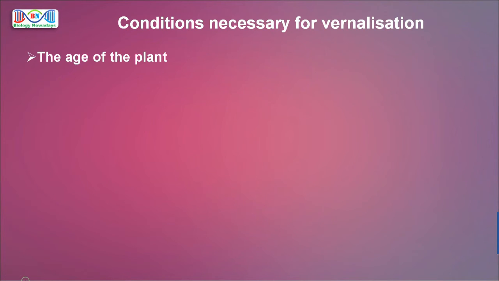Firstly, the age of the plant is an important factor in determining the responsiveness of the plant to the cold stimulus. It differs in different species. For example, in annuals like winter wheat, vernalization is effective only with germinating seeds. On the other hand, in the case of biennials, vernalization may be effective only if the chilling treatment is done when they are in the rosette stage, as in the case of henbane.